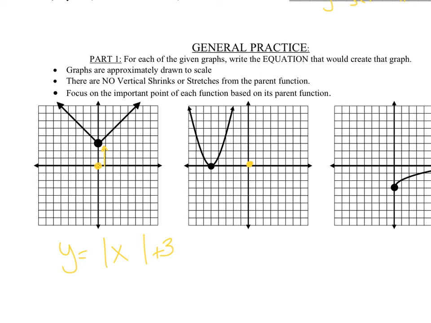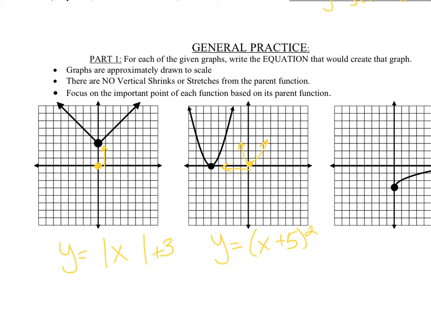This guy here is x squared. Usually x squared starts at the origin as a U, parabola. This one moved left 1, 2, 3, 4, 5. So I'm going to write my parentheses and do x plus 5 squared.